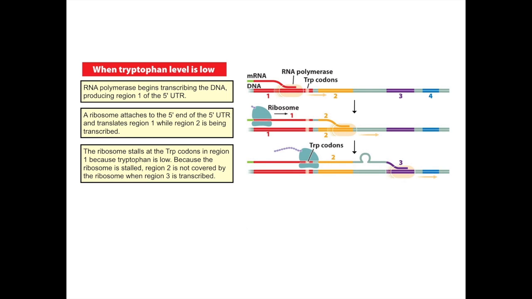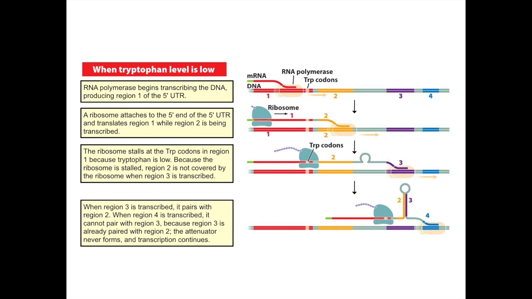The ribosome stalls at the trp codons in region 1 because tryptophan is low. Because the ribosome is stalled, region 2 is not covered by the ribosome, and region 3 is transcribed. When region 3 is transcribed, it pairs with region 2. When region 4 is transcribed, it cannot pair with region 3 because region 3 is already paired with region 2. You can see in the structure this hairpin that is formed. So the attenuator never forms and transcription continues.